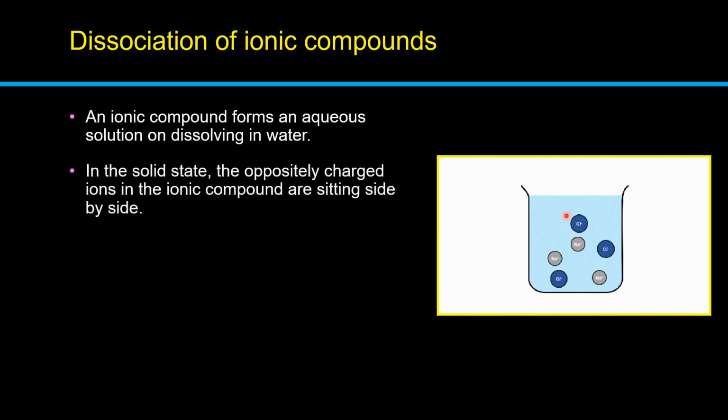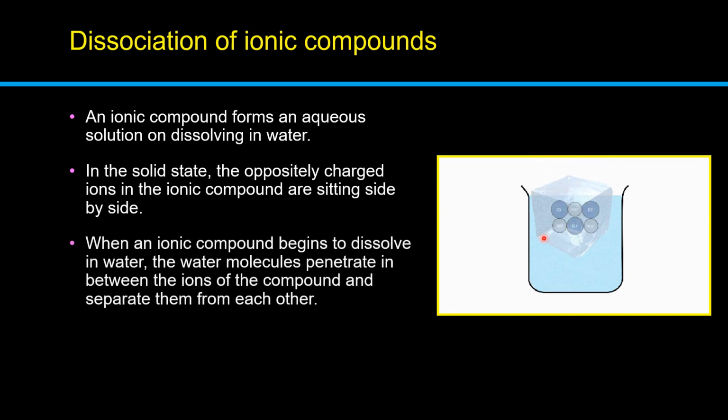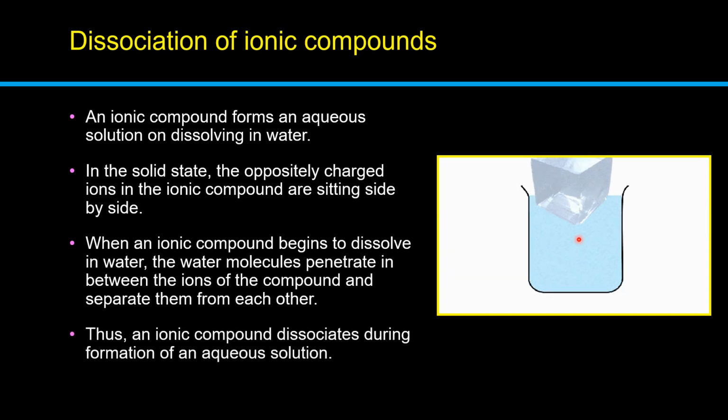In the solid state, the oppositely charged ions in the ionic compound are sitting side by side. If you look at the structure of sodium chloride, you can see sodium and chlorine sitting side by side. So when an ionic compound starts dissolving in water, the water molecules penetrate in between the ions and separate them from each other. Thus, an ionic compound dissociates, that is, separates, during the formation of an aqueous solution.